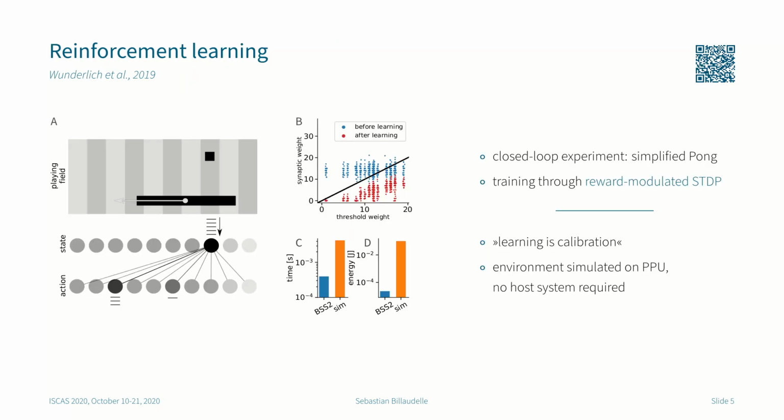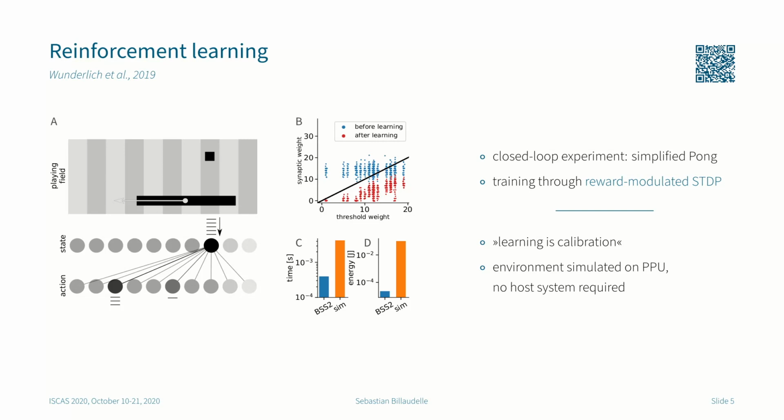The second experiment we want to discuss demonstrates a reinforcement learning task on Brainscales 2. It was implemented primarily by Timo Wunderlich. On a smaller prototype system, a network of 32 LIF neurons was trained to play a simplified version of Pong. The analog neurons encoded the state of the network as it is shown on the left.